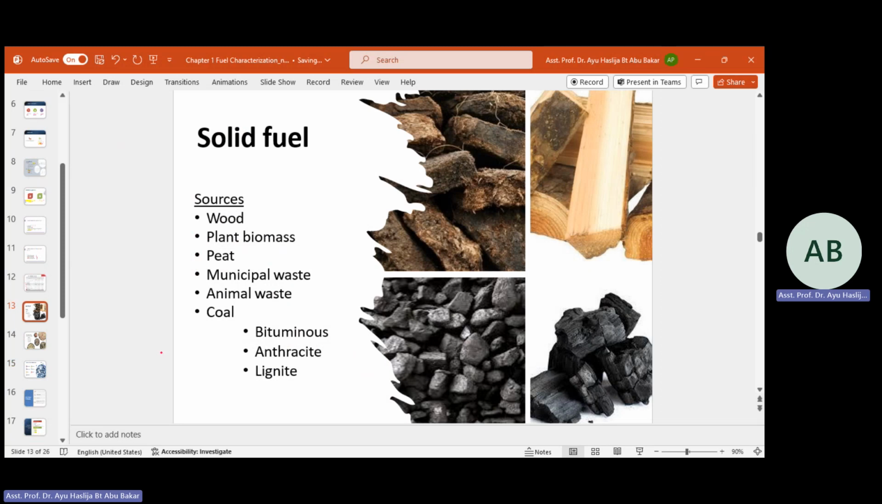Okay, then solid fuel. Basically, the source of solid fuel would be the wood, plant biomass, like agriculture waste, rumput ke, and then the palm oil empty fruit bunch, then the peat, municipal waste, animal waste, coal. Okay, coal, it has 3 categories: bituminous, anthracite, and lignite. Bituminous, I think bituminous is the best coal to be used for the fuel, for the combustion process. It depends to the quality of the coal.